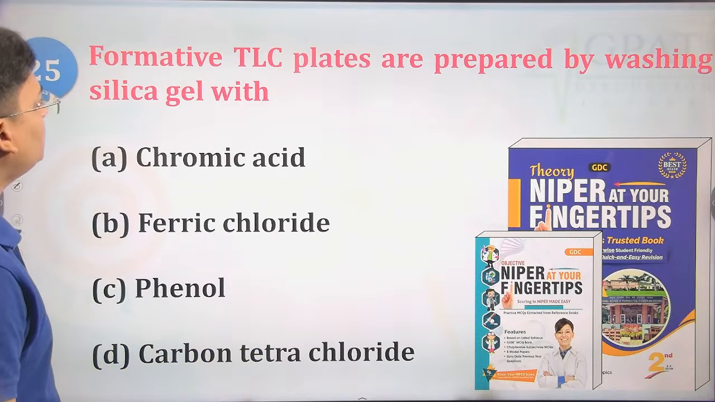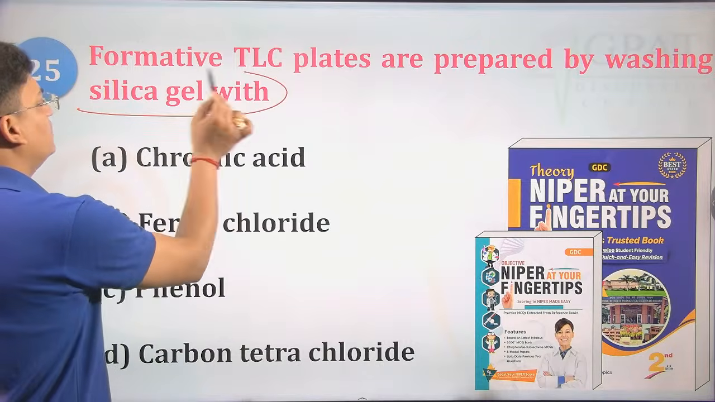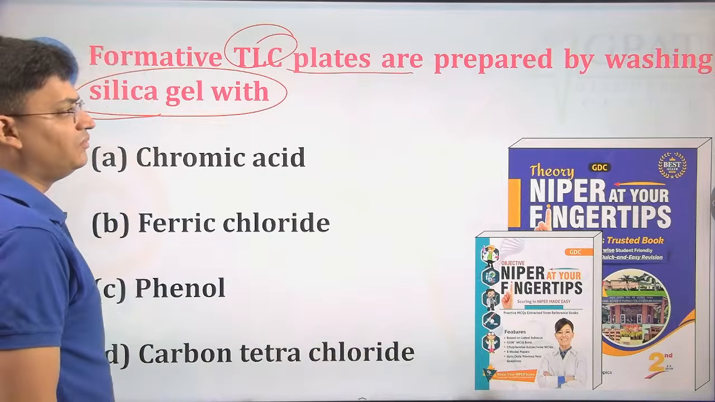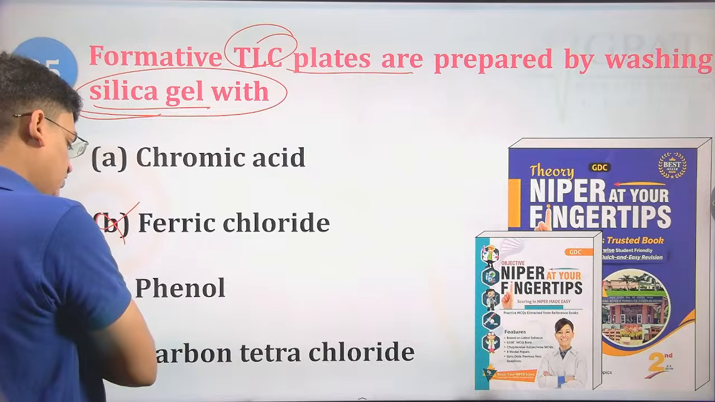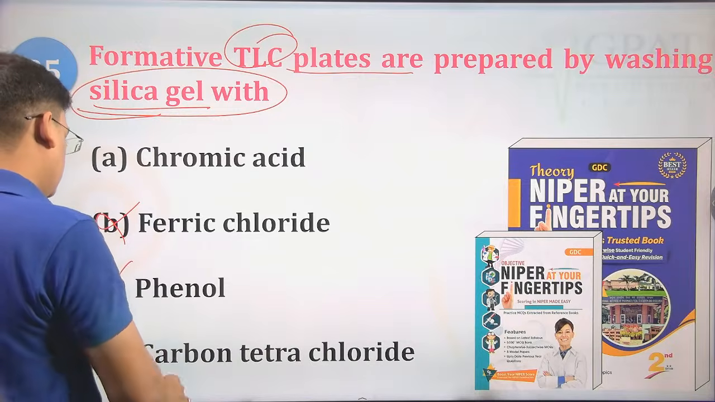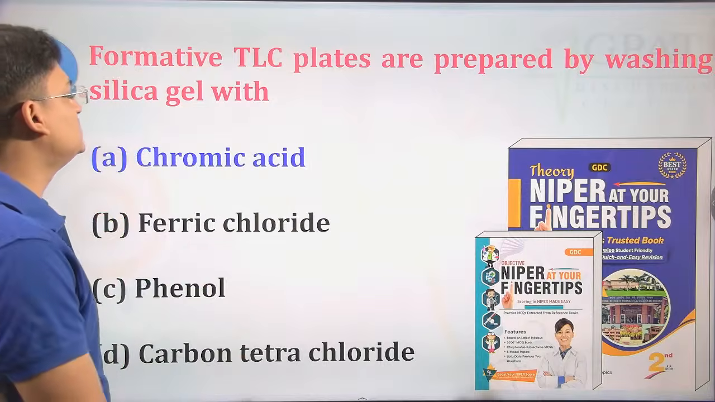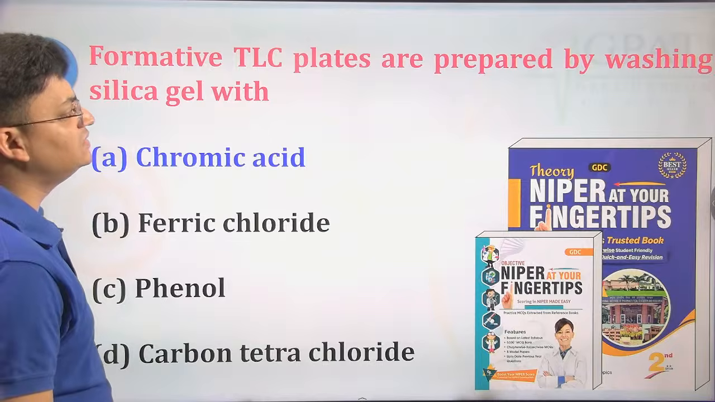If we have a compound that is not detected by the UV detector, then we can use all these methods. Formative TLC plates are prepared by washing silica gel with what? Chromic acid, ferric chloride, phenol, or carbon tetrachloride. By washing silica gel with chromic acid, we get the preparation of formative TLC plates.